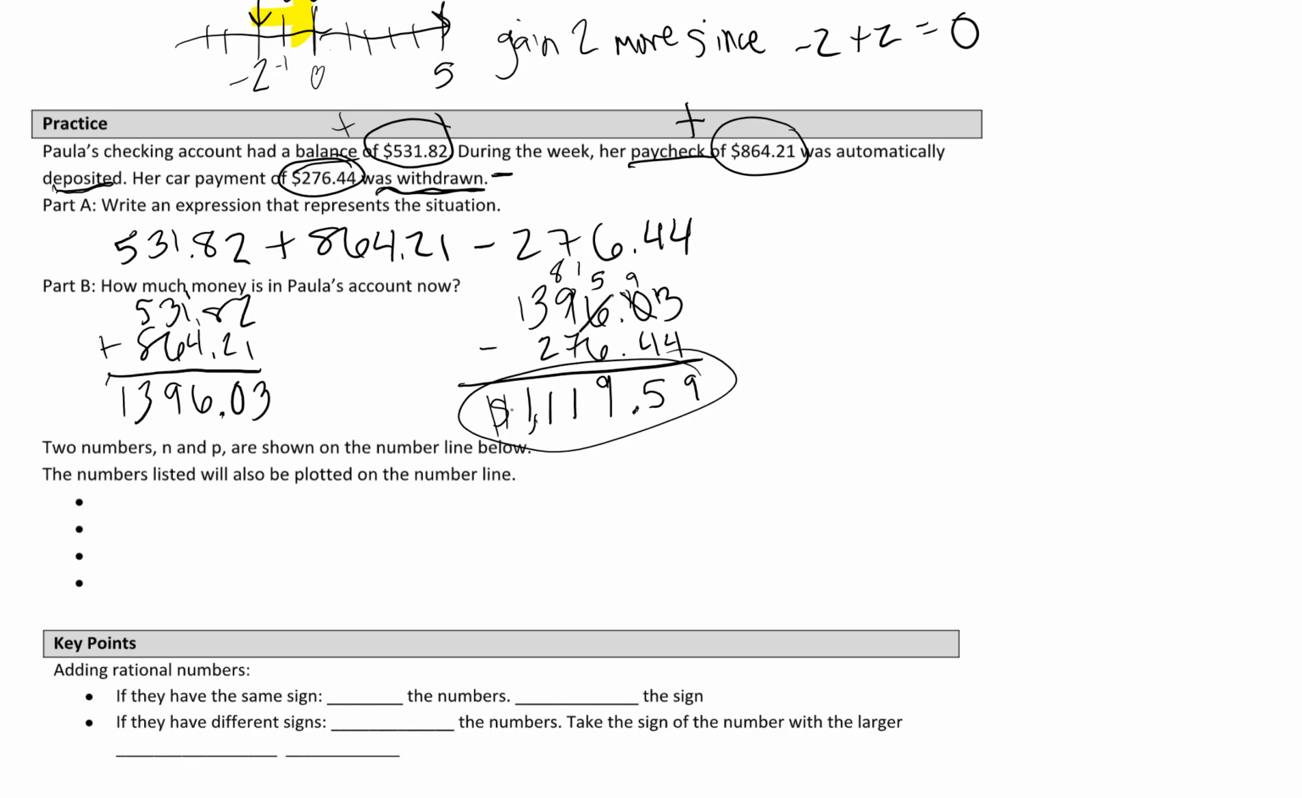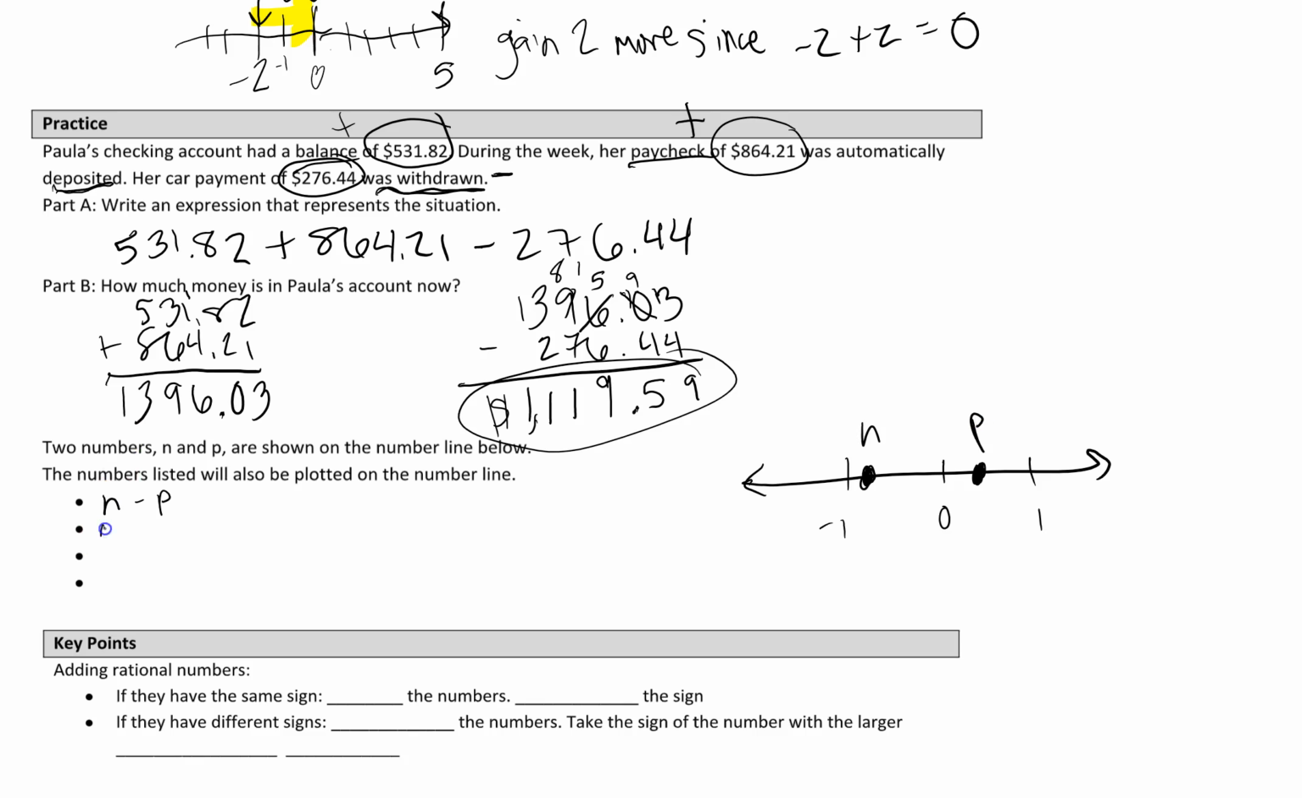We have 2 numbers shown on the number line. For some reason this didn't copy, so I'm going to take a second and fill this in so it matches your guys' paper. The number line looks like this. We have -1, 0, and 1. And then we have n over here, pretty close to -1. And we have p over here, kind of in the middle, maybe slightly closer to 0.